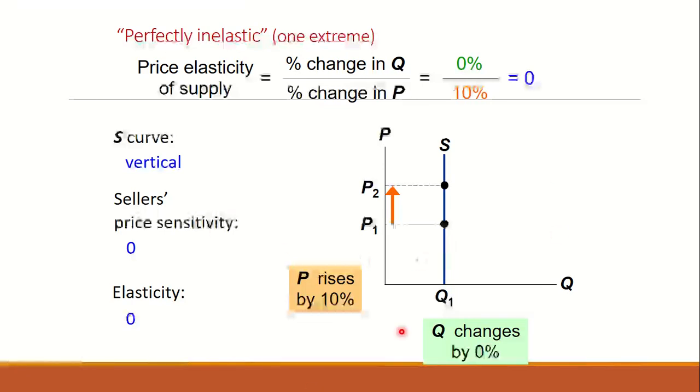If we put these values in this formula, the percentage change in quantity is 0, as the supply curve is vertical here, showing no change in quantity. So percentage change in quantity is equal to 0%, and percentage change in price is equal to 10%, as price increases from P1 to P2 by 10%. So 0% divided by 10% is equal to 0. So the price elasticity of supply in this case is 0. It means that this is a situation of perfectly inelastic supply. It's one extreme of this case.